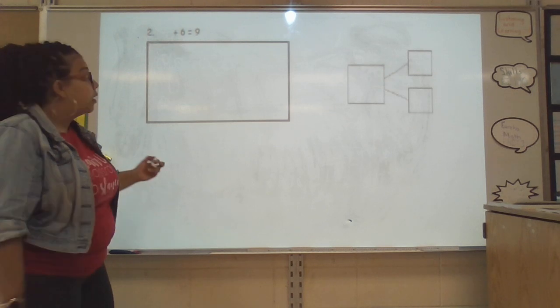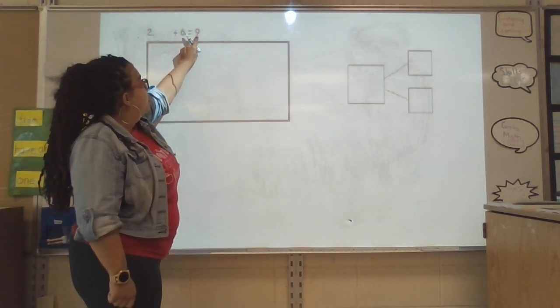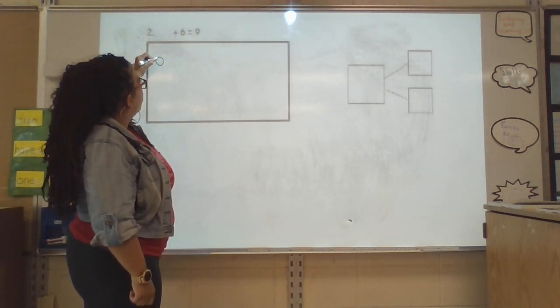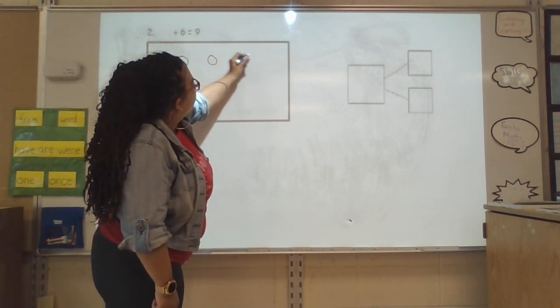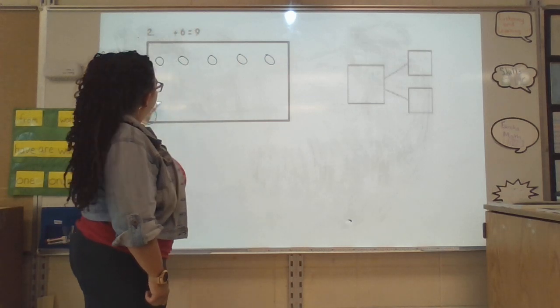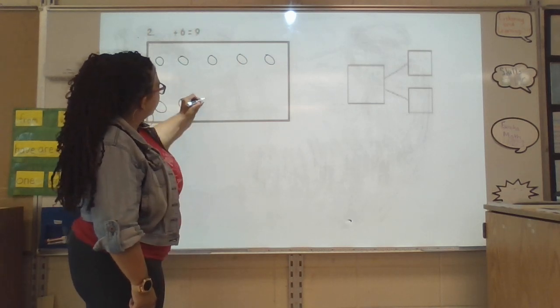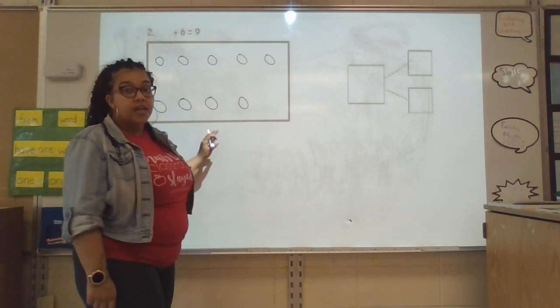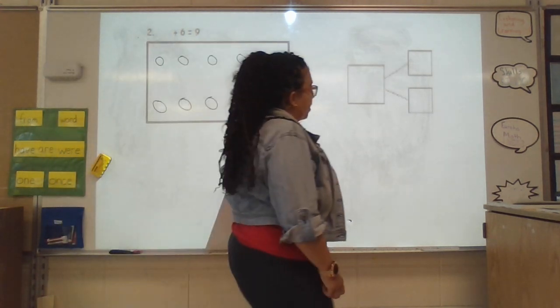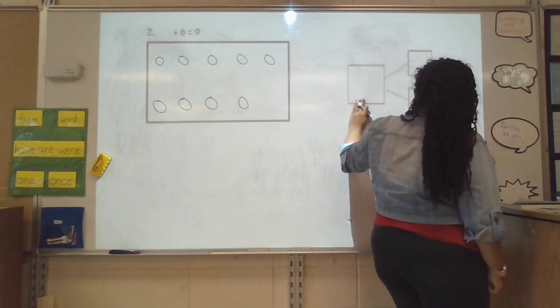Are you ready? Okay, how many is my whole? 9. Good job. Let's draw our whole. 1, 2, 3, 4, 5, 6, 7, 8, 9. Excellent. We can take this whole that we drew. We can fill in the whole on our number bond.